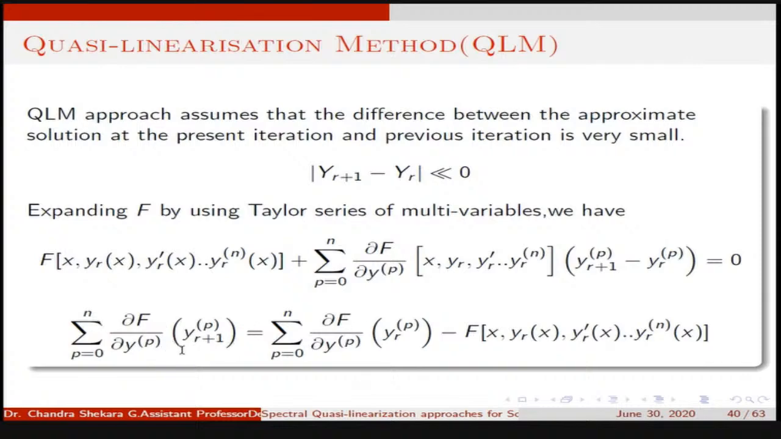We get an equation of this form. You observe that the left-hand side contains y_{r+1}, the unknown terms, and the right-hand side is completely known. Now ∂f/∂y^(p), the derivative of the nonlinear operator with respect to the y's, is known. The only unknown is y_{r+1}. So it is a product of known and unknown, so it is linear, and on the right-hand side everything is known because everything is at y_r. Therefore the nonlinear operator F becomes a linear differential equation. Because p represents the derivative, this is still a differential equation.